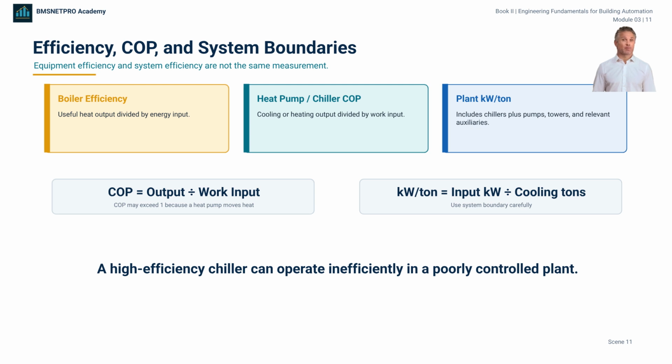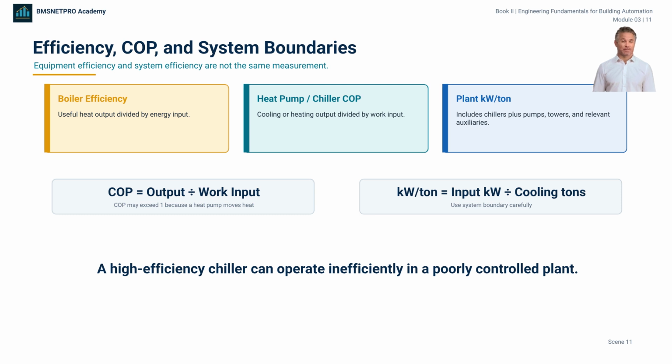Efficiency depends on the boundary you choose. Boiler efficiency compares useful heat output to energy input. Chiller or heat pump COP compares useful cooling or heating output to work input. Plant per ton can include chillers, pumps, towers, and related auxiliaries.